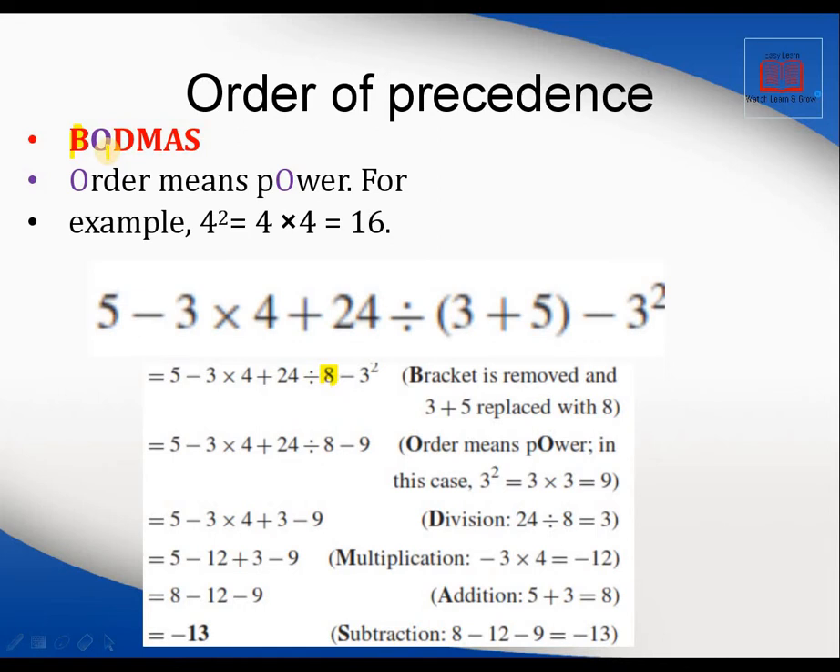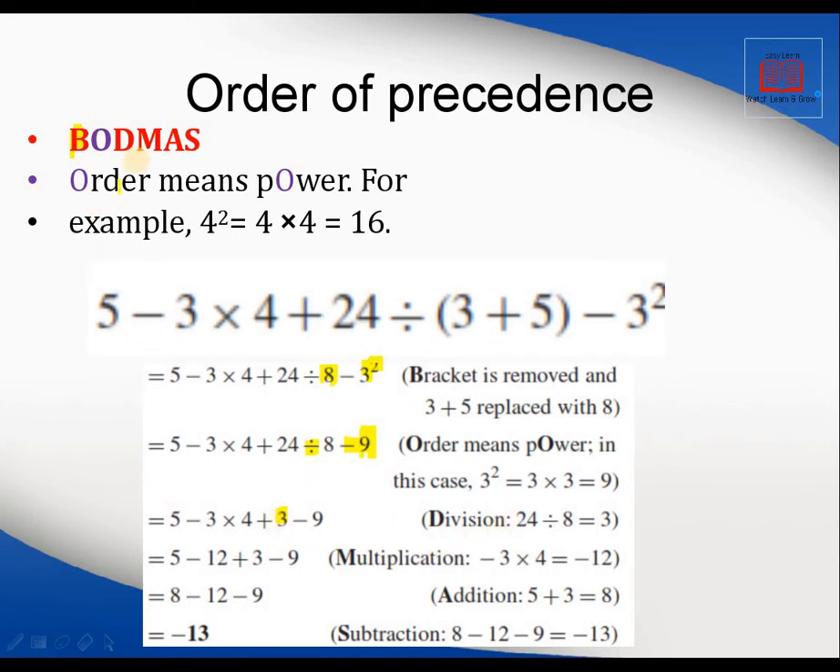Next is O, order. Is there any order present? Yes, order is present here. 3 raised to power 2 means 3 multiplied by 3. The answer is 9, so we replace this with 9. In the next step, if there is any division available, we solve the division. Here division is available: 24 divided by 8 is now replaced with 3.